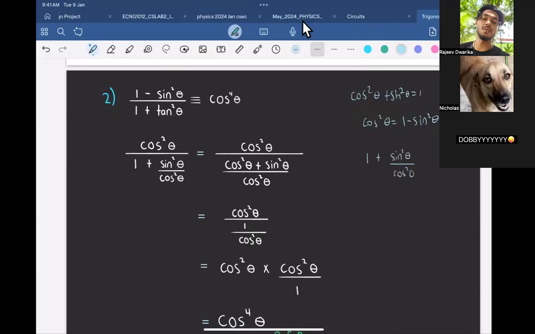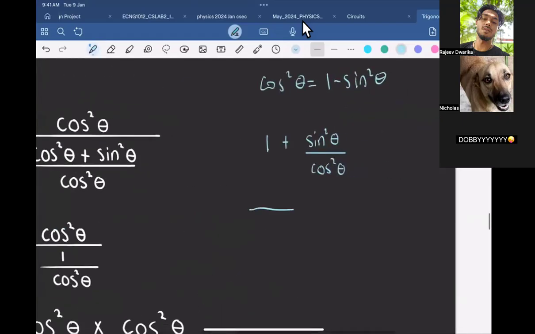Kira, let me do this question. Where's the LCM here? Do you know by chance? Would it just be cos square theta? Yeah, it would just be cos square theta, because 1 is just 1 over 1, and the LCM between 1 and cos square theta is just cos square theta.